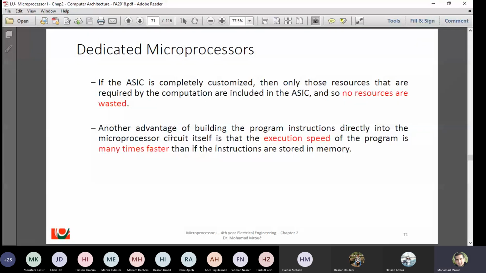Now, if the ASIC is completely customized, then only those resources that are required by the computation are included in the ASIC, and so no resources are wasted in this case.